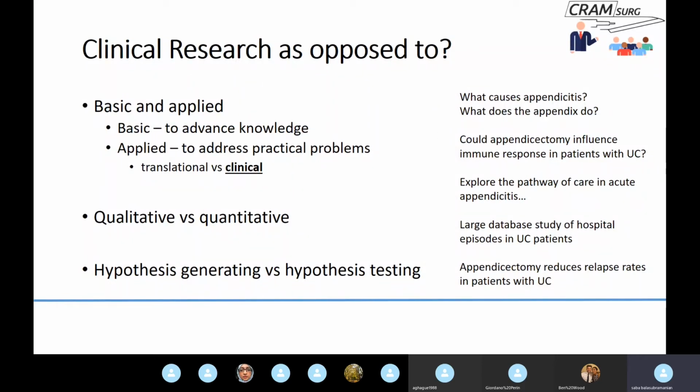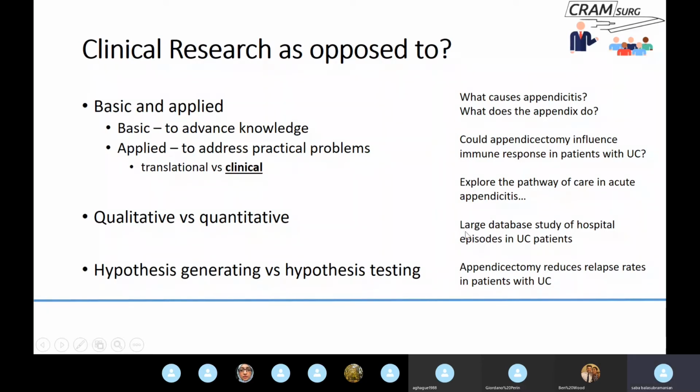If the question is, how do we explore the pathway of care in patients with acute appendicitis? Are we providing patients with a good service? How do we explore the issues involved in the pathway? That's a good example of qualitative research.